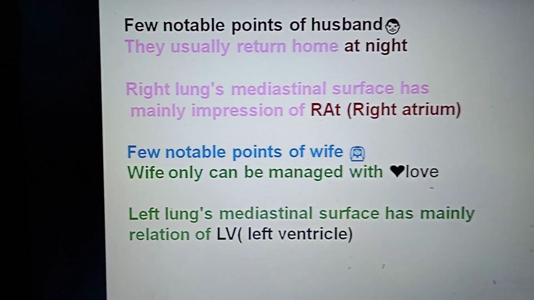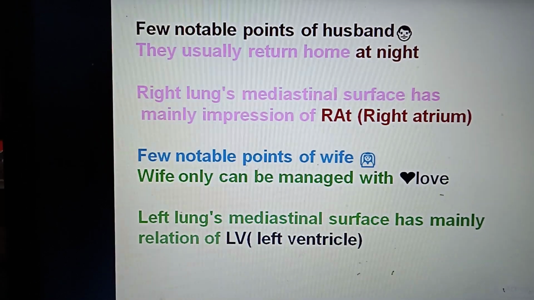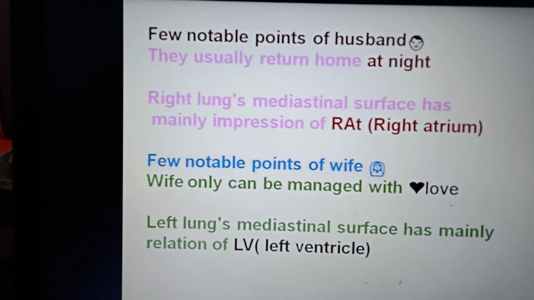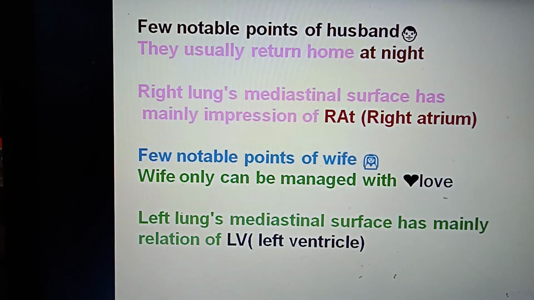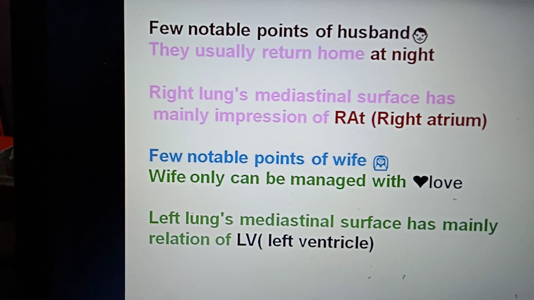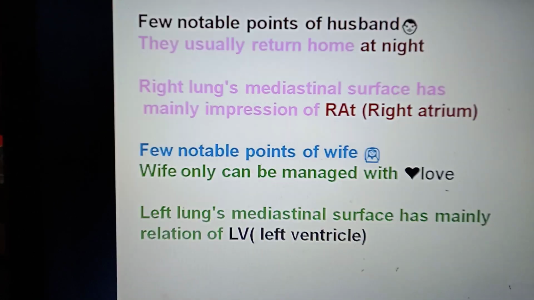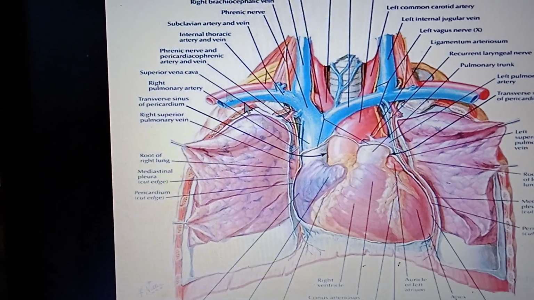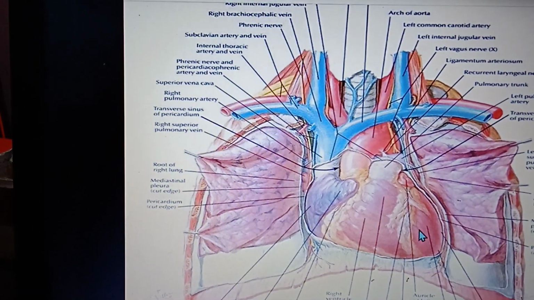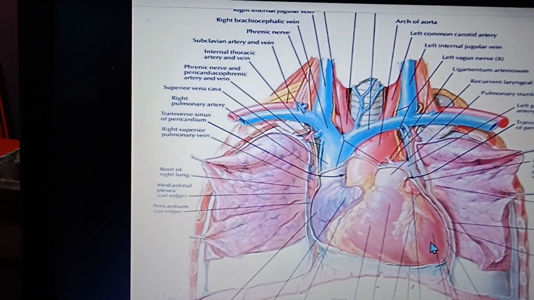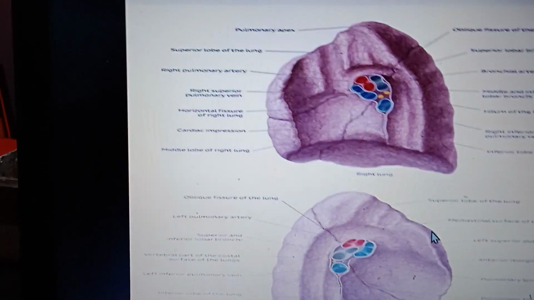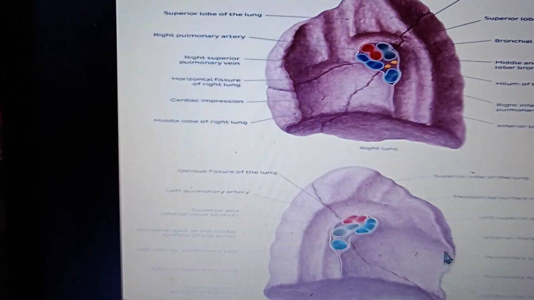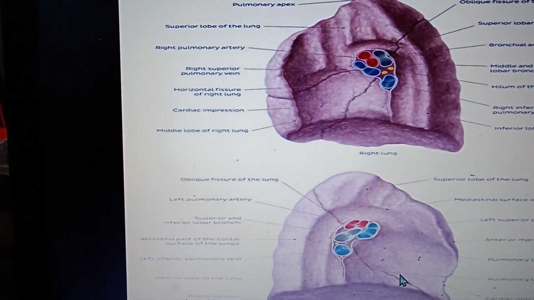And few notable points of wife, that wife only can be managed with love. That left lung mediastinal surface has mainly relation of LOVE, that is left ventricle. Here you can see this one is left ventricle. Here also this big area is for left ventricle.